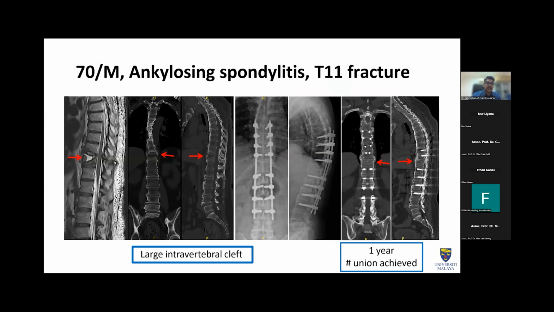This is another example of a 70-year-old gentleman with ankylosing spondylitis, who sustained a T11 fracture with large intravertebral cleft. Union was achieved in 1 year after a long segment MIST fixation.